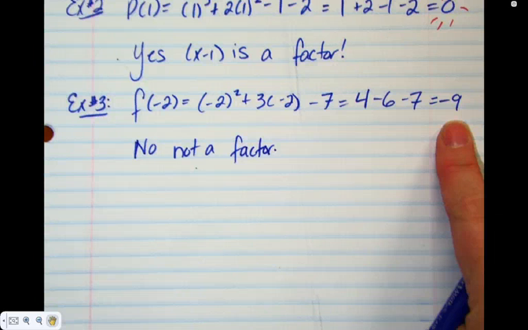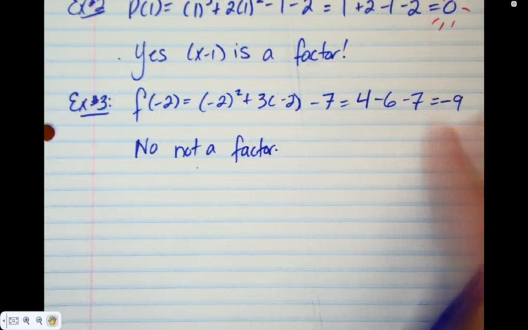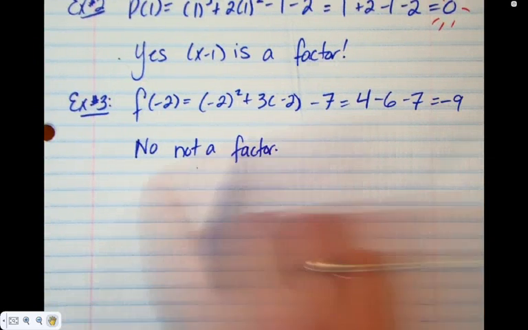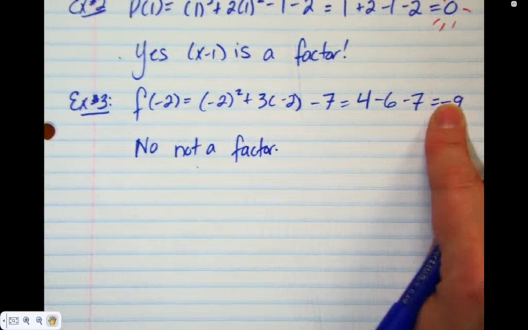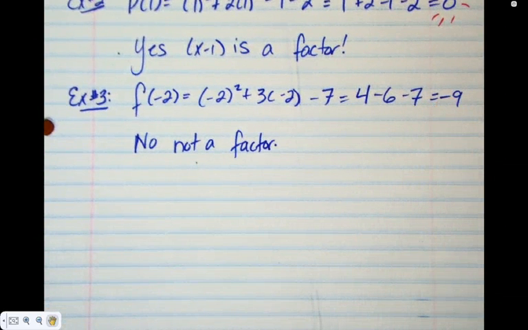What is this negative 9? It's the remainder. So it's factor and remainder theorem all in one because it tells you if it's a factor and it gives you the remainder if it's not. Again, it's just a fast way to be able to tell without having to do all that division, because that's going to save us time when we get down to the factoring.